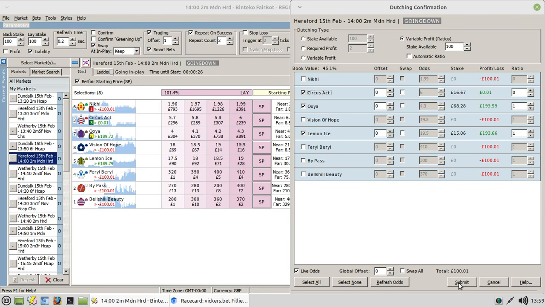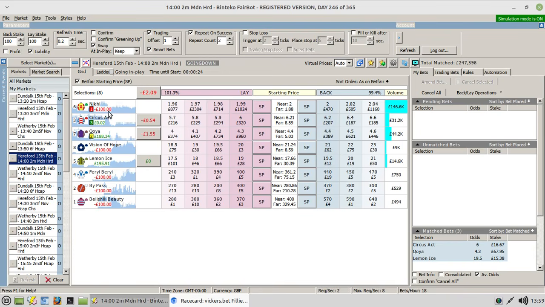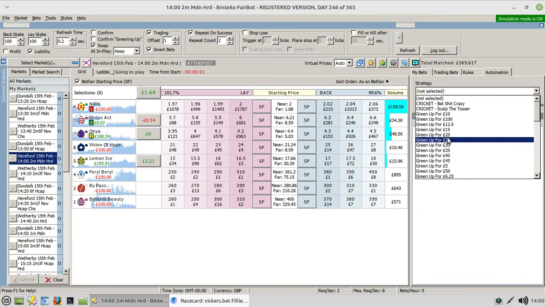Okay, just ready to submit the Dutch. You can see that the odds on Nikki have come up a little bit, but not significantly. I'm still expecting this one to drift in running. But as I said before, this initially in real life wouldn't be a bet for me. But since we're doing things in simulation mode, let's see it. So we've got insurance on Circus Act. We're not getting involved in Nikki, so we're looking for Ouya and Lemon Ice. Again, we'll trade out for 25, hopefully.